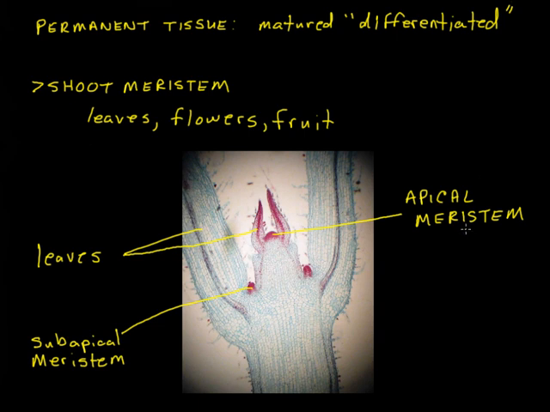This apical meristem is important in that it directs the growth of the entire shoot, or at least of the shoot in its immediate area. And what it actually does is it influences chemically these subapical meristems and keeps them from growing. And so we can write that down. The apical meristem suppresses the growth of the subapical meristems.